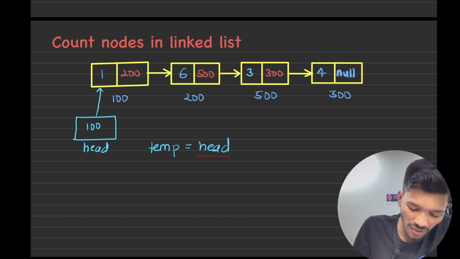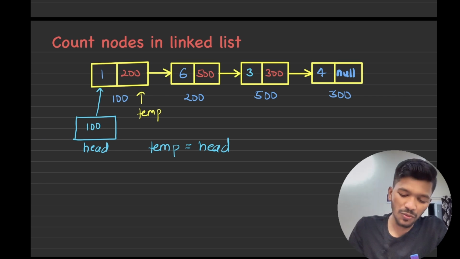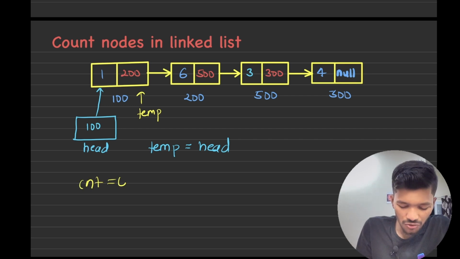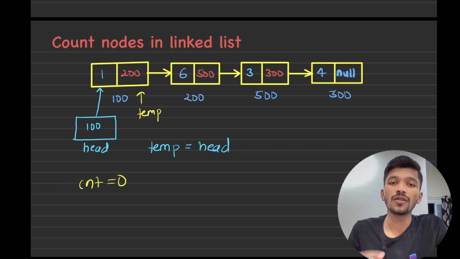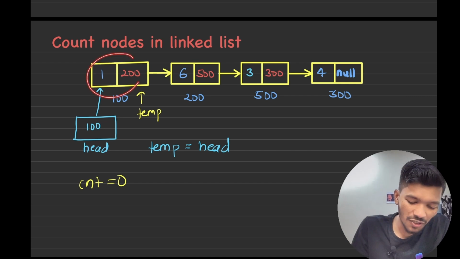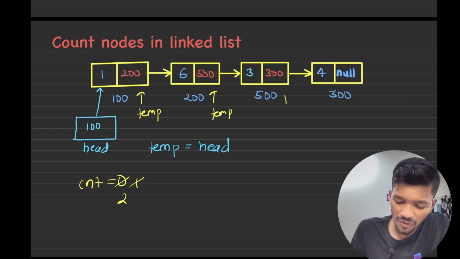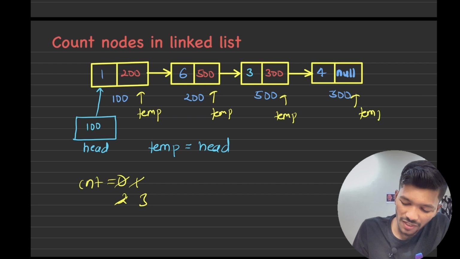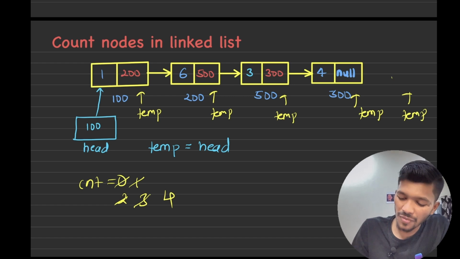As of now, if you observe carefully, my temp is also pointing to the first node of the linked list. Since temp is pointing to the first node, I will also keep a counter which is initially equal to 0. I will keep incrementing my counter as I move forward, traversing the nodes. I am standing at the first node, so I increment the counter to 1. Then I move temp to the next node and increment the counter to 2. Again I move temp to the next node and increment to 3, and again I take it to the last node of the linked list and increment the counter to 4. If I take temp to the next node, it will simply point to null.